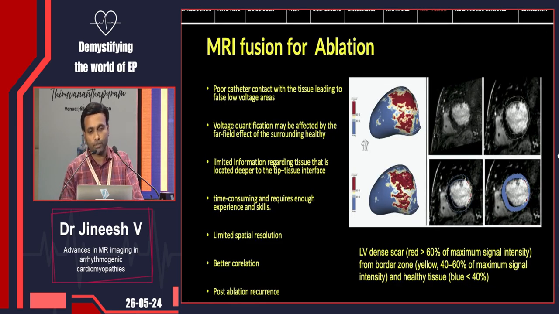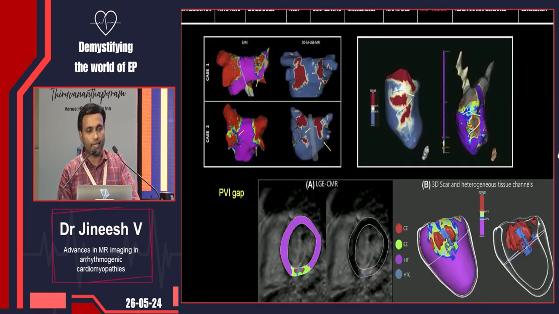As previous speakers told, MR itself can be used as guidance for fusion imaging, especially for deep scars and epicardial scars, and also in cases where the anatomy is slightly difficult. But the problem is that it has slightly lower spatial resolution compared to CT and other techniques.